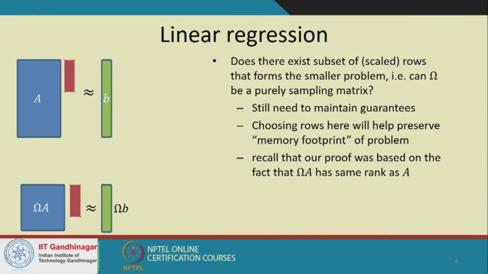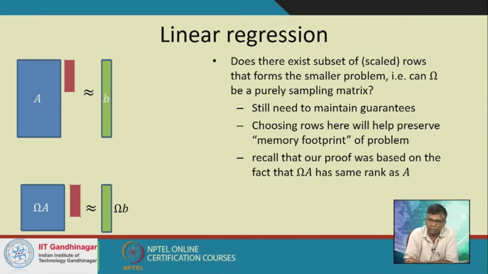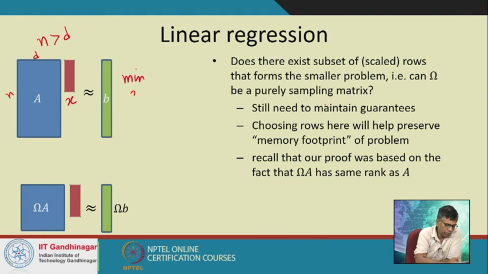Okay. So let us recall the setting of linear regression that we have. We are mostly talking about the over-constrained setting, that is N is bigger than D. So we have a matrix A that's of size N by D, and we're looking to find a vector X such that we minimize, over all possible X, the 2-norm of AX minus B. So at this point, we're not putting any constraint or any regularization on X.